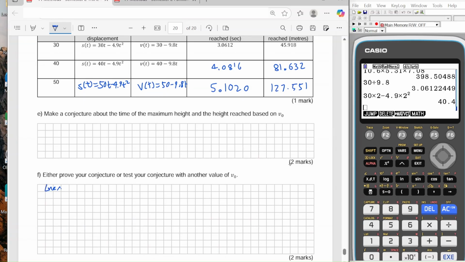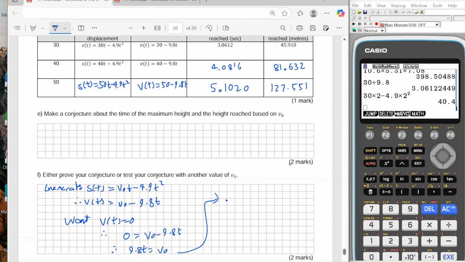In general, S of t is V0t take 4.9t squared. Therefore, the velocity is v naught take 9.8t. We want the velocity to equal 0. So therefore, 0 is v naught take 9.8t. Therefore, 9.8t is v naught. Therefore, t is v naught over 9.8. Done. So that's actually what the conjecture is.